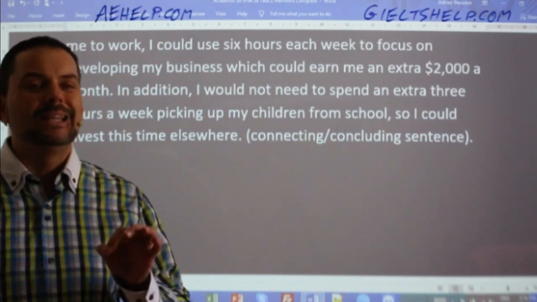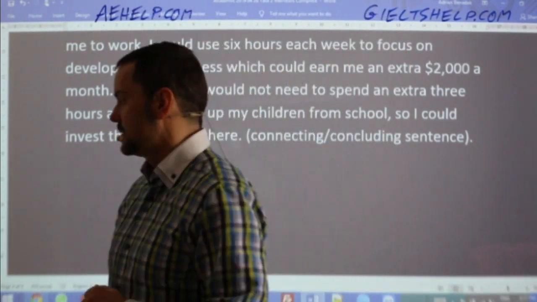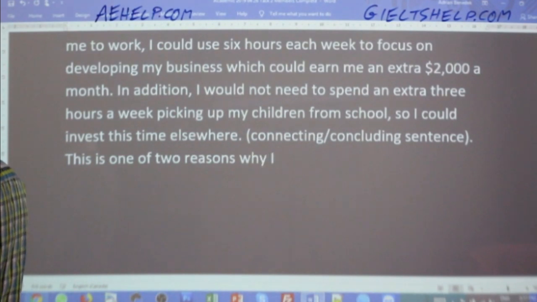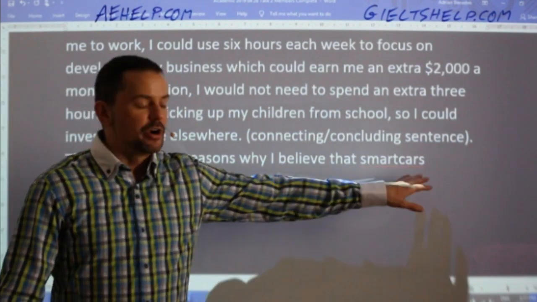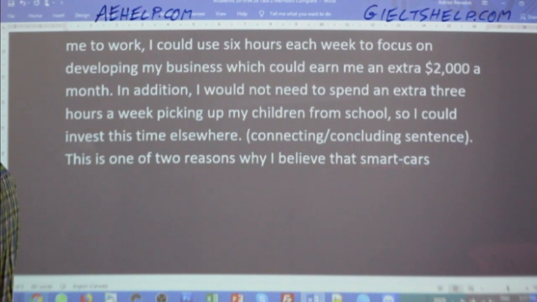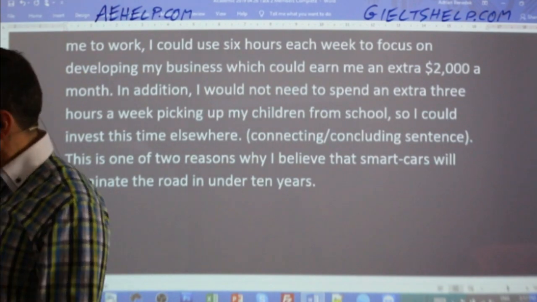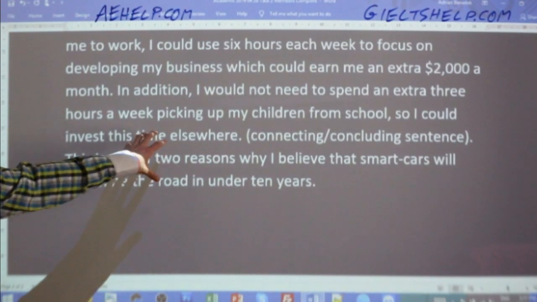Now, here is a really nice trick for a simple yet very effective connecting or concluding sentence. This is one of 2 reasons why I believe that smart cars, sure, let's call them that, even one word. I knew that spell check would not like that, smart cars, but I bet you it will be a word in the future. We can do it with a hyphen. So this is one of 2 reasons why I believe that smart cars will dominate the roads in under 10 years. Okay, so that is a simple and very effective connecting, concluding sentence for that body paragraph.